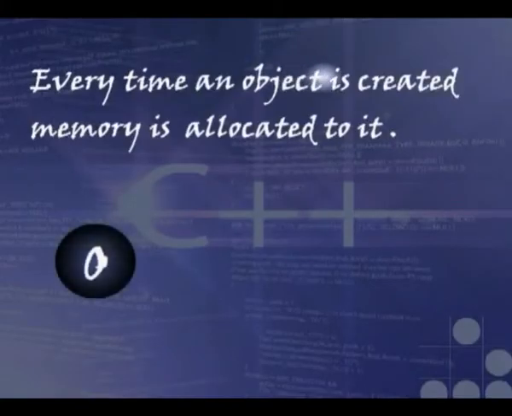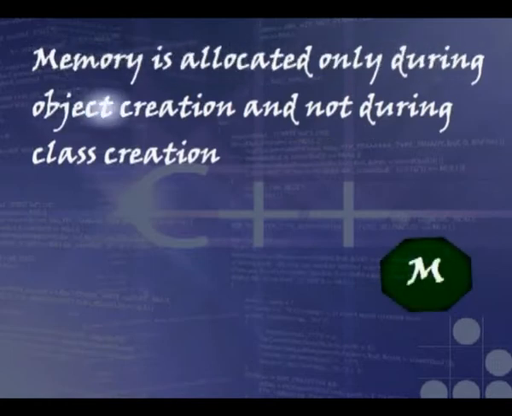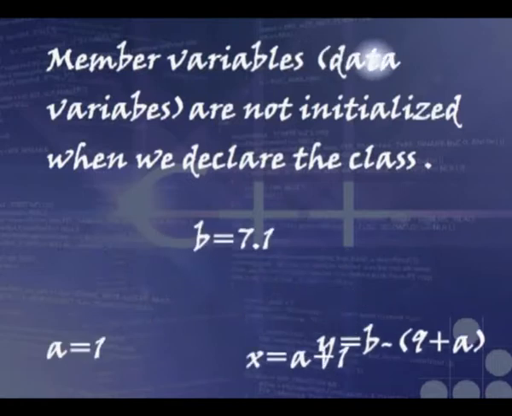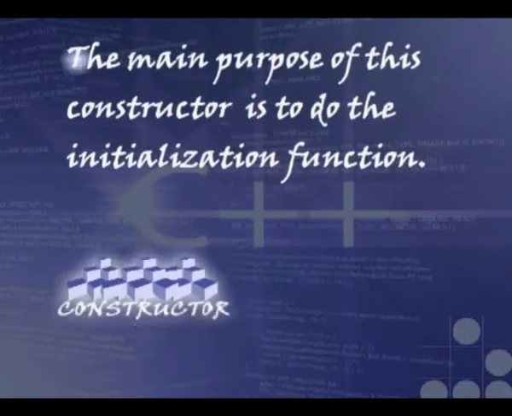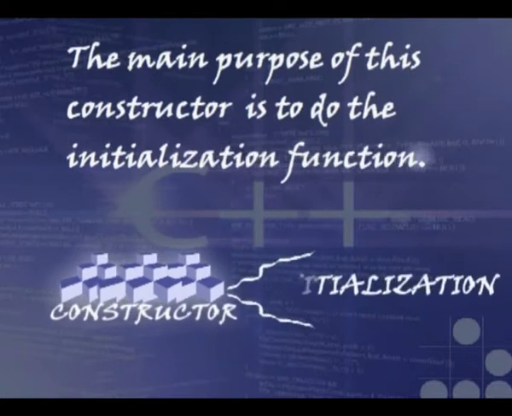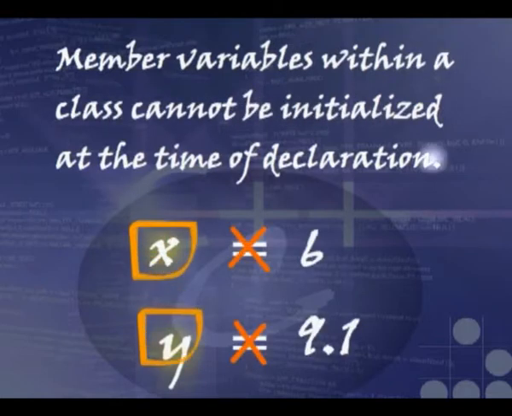Every time an object is created, we know that memory is allocated to it. So, memory is allocated only during object creation, not during the class creation. Member variables or data members are not initialized when we declare a class. So, the main purpose of this constructor is to do that initialization function. Member variables within a class cannot be initialized at the time of declaration.